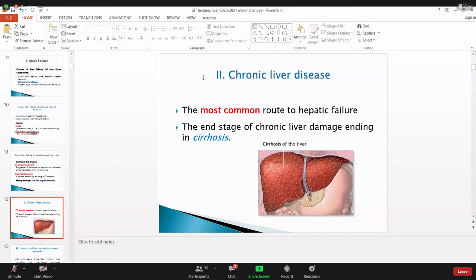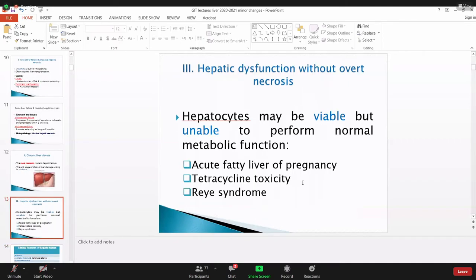The third route, as we said, is hepatic dysfunction without overt necrosis. This usually happens in people with acute fatty liver of pregnancy, which happens in pregnant ladies, where, as we said, there is no hepatic injury but the hepatocytes stop doing their function. Tetracycline toxicity and Reye syndrome. Reye syndrome, where does it happen and what is its cause?